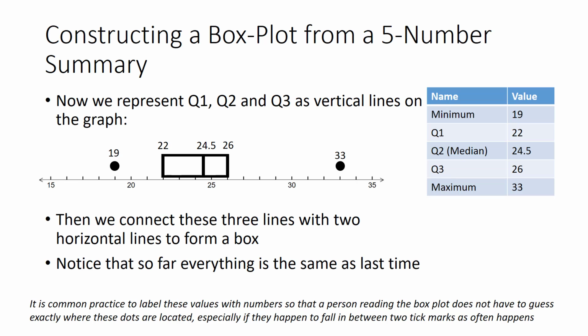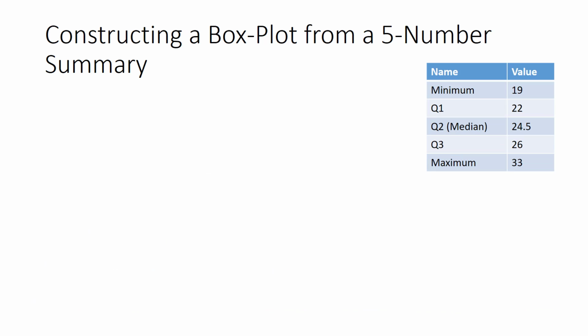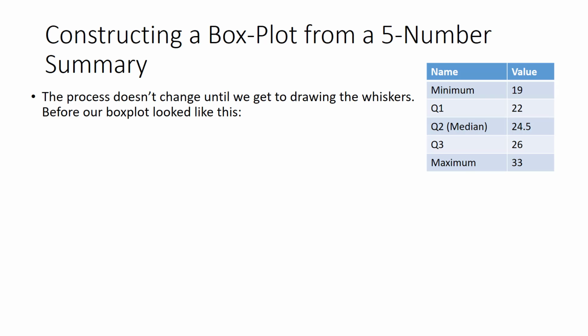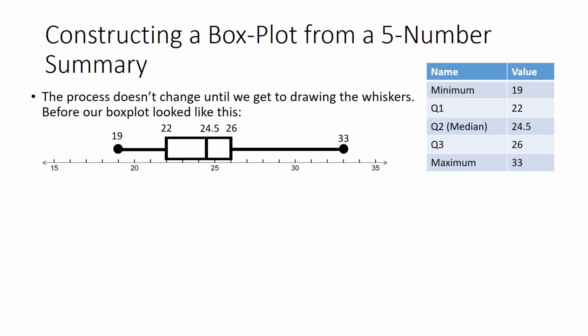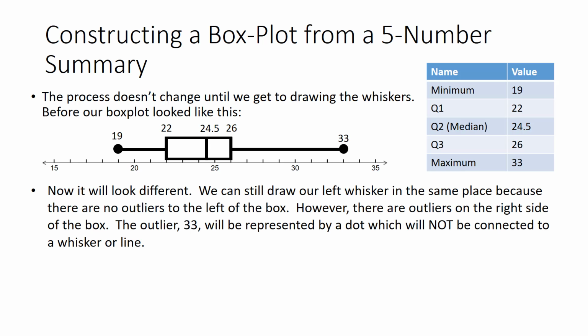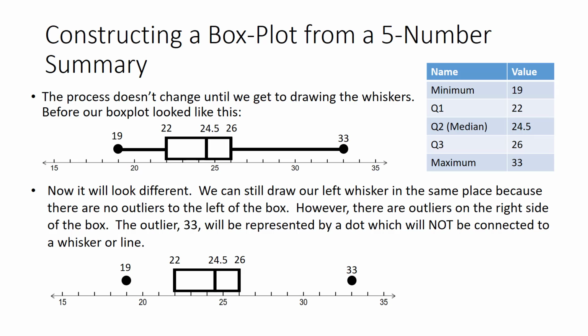You might notice that if you watched the previous video, everything that we've done so far is exactly the same as what we did to create a regular box plot. The process doesn't change until we get to drawing the whiskers of our box and whisker plot or box plot. Before, you might recall that our box plot looked like this. Now it's going to look different. We can still draw our left whisker in the same place because there are no outliers to the left of the box. However, there are outliers on the right side of the box. The outlier 33 will be represented by a dot which will not be connected to a whisker or a line.